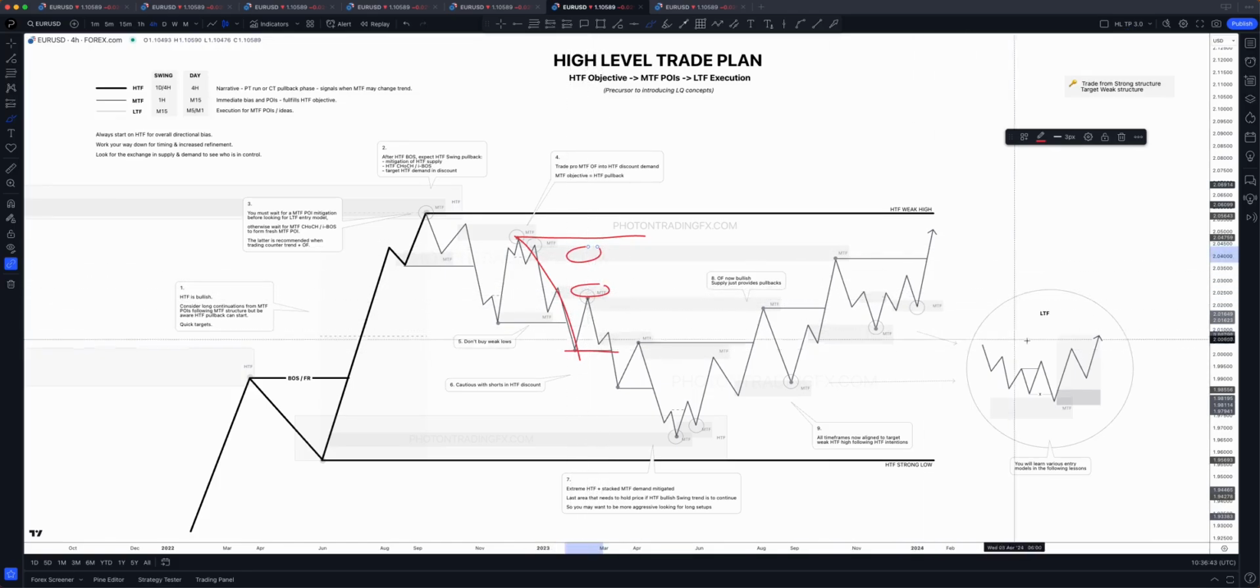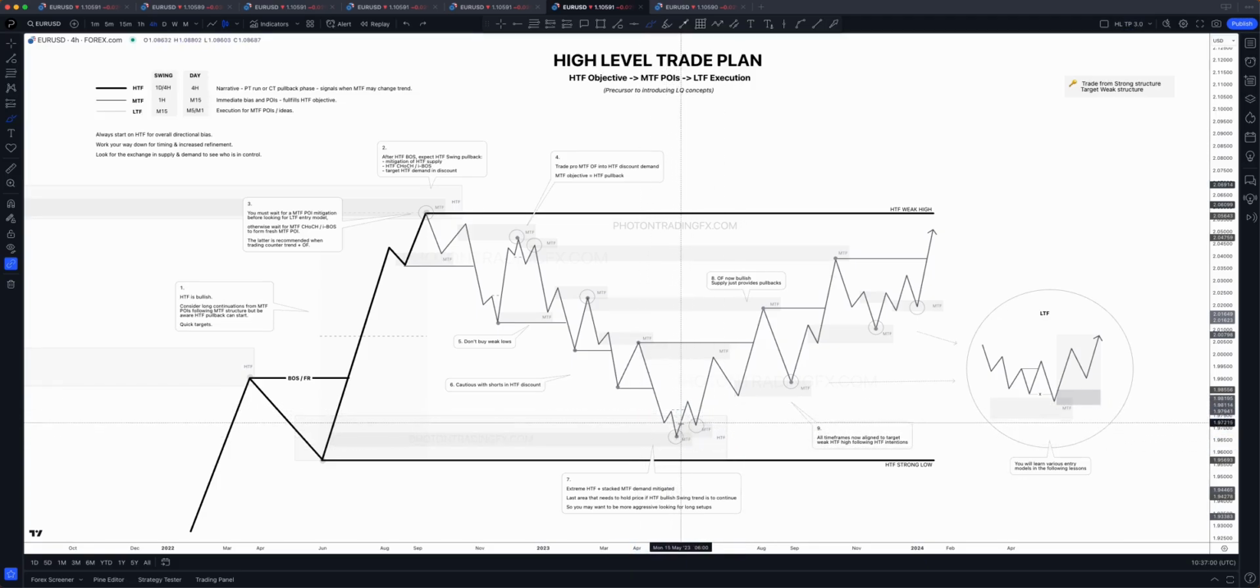We wait for a mitigation, and then if we think it's a higher probable POI, and if we think we have enough risk to reward to target that low, then we'll look for our lower time frame entry model. It's the same thing every day, and we understand the objective on the higher time frame. What we're doing, we're playing the pullback, right? Now, when we come into the higher time frame demand, okay, we need to start thinking what?